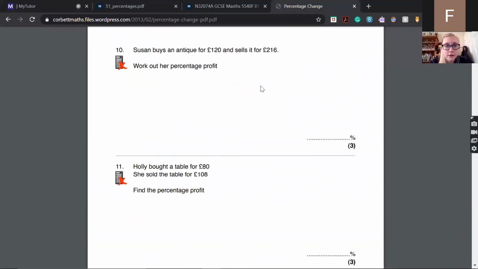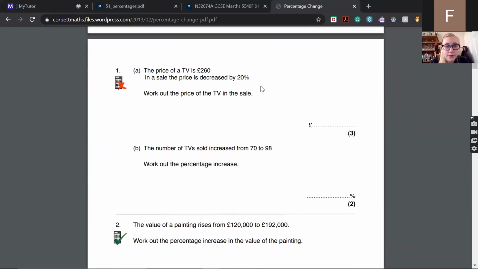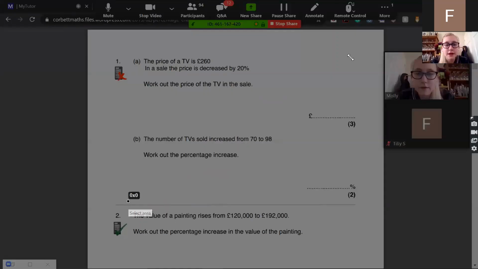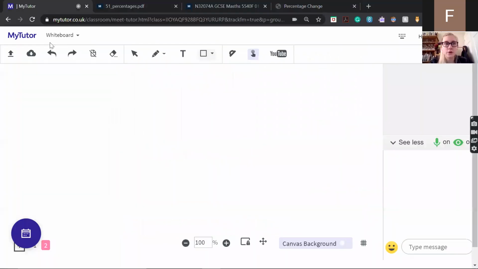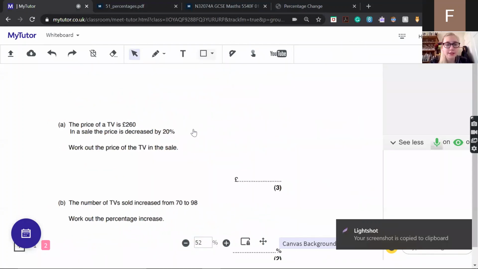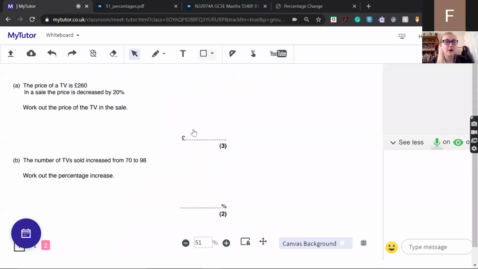Oh, that's giving it away. Increase. That's quite useful. I'll come to those in a moment. Yeah, okay, we'll go through these to work out both. We'll basically tackle some word questions for a while now. So, two parts to this question. First one here, part A. Hopefully that's big enough. The price of a TV is £260. In the sale, the price is decreased by 20%. Work out the price of the TV in the sale.